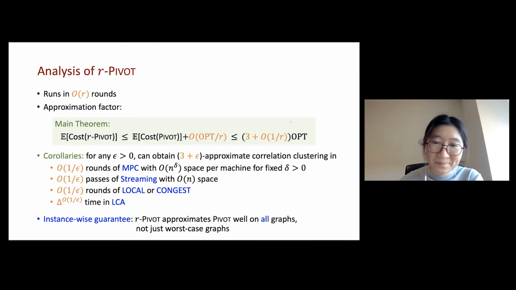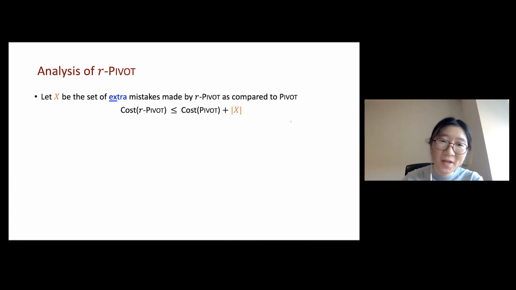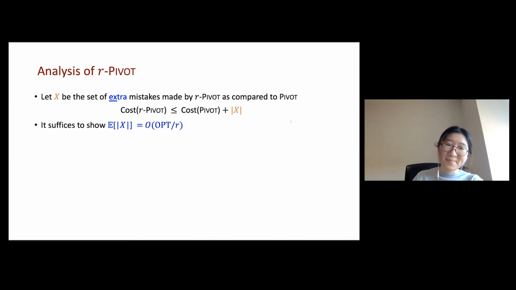So how do we prove this approximation factor? We will look at the set of extra mistakes, X, made by the R-pivot algorithm as compared to the pivot algorithm. And it's clear that the cost of R-pivot is at most that of pivot plus the size of this extra set of mistakes. So the goal now becomes showing that the expected size of X is in the order of opt over R.